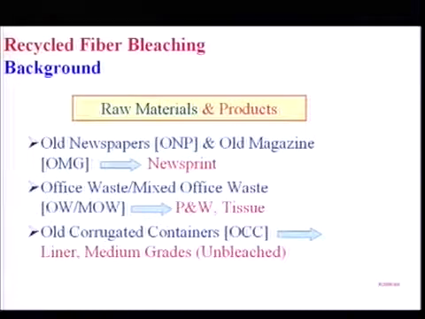The third type of recycling industry is called to make liner board. You recycle pizza boxes to make box board again. And medium and liner grades are made out of old corrugated containers. So, we know there are three products: newsprint, printing and writing, and liner boards and mediums. And three types of raw materials we recycle: news magazine to make newsprint, mixed office waste or office waste to make tissue and printing and writing grade, and also OCC to make liner boards.